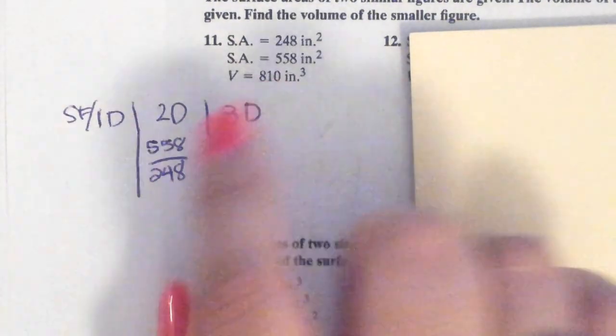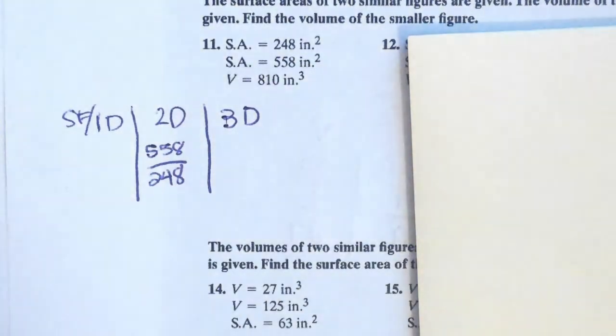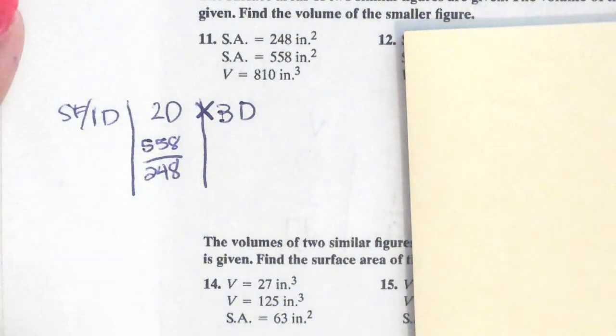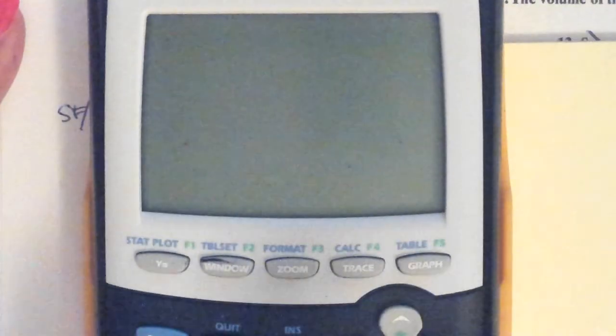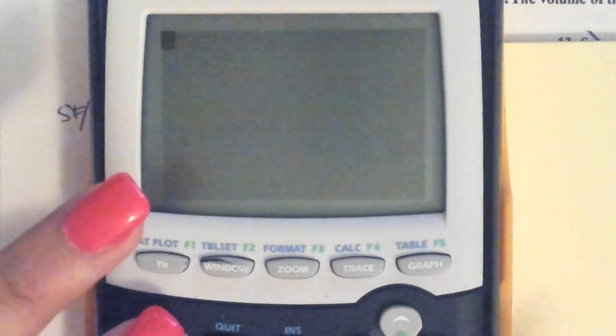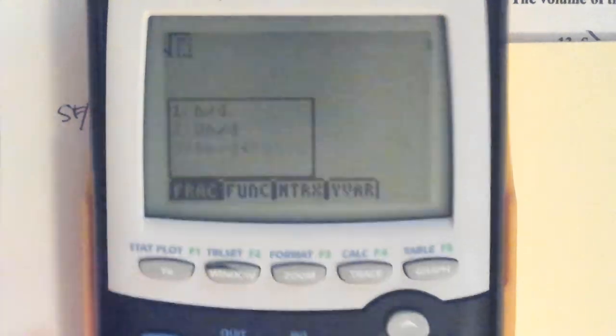I need to find volume. So can I go straight over to 3D? Remember, there's an x here. You can't go from 2D to 3D. So what do I have to do? Square root it. I got to go back. So, again, please use alpha y equals because it's just going to save you time.